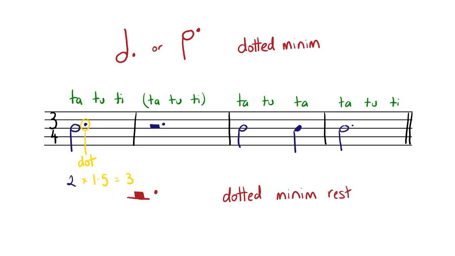We can see that really clearly in the 3rd and 4th bars. Here, this minim has 2 syllables attached to it, ta and tu, and over here it has 3.